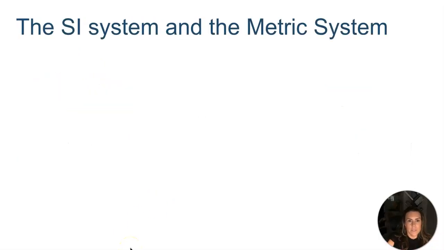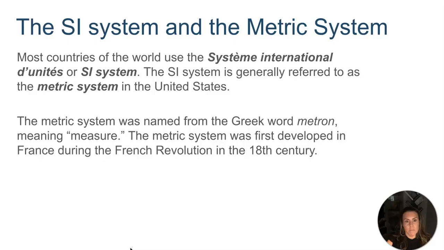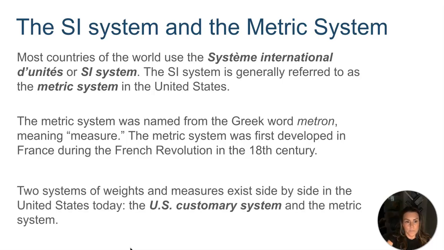What is this system? Most countries of the world use the metric system. In French, it's Système International des Unités. It came from the Greek word metron, meaning to measure, and it was first developed in France during the French Revolution. In the United States, we use the metric system, but we also use other forms of measurement, which we can call the U.S. customary system, or sometimes the imperial system.